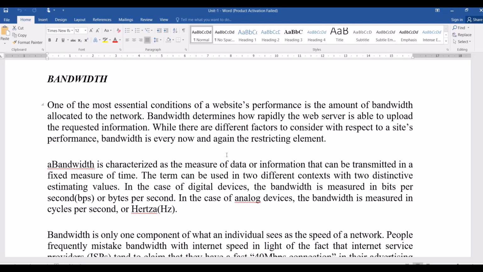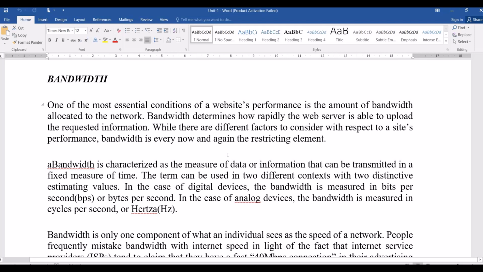Bit by bit, in a bit per second. We transmit bit by bit in the physical layer. Okay, bit by bit, one bit at a time, 0 or 1 at a time.